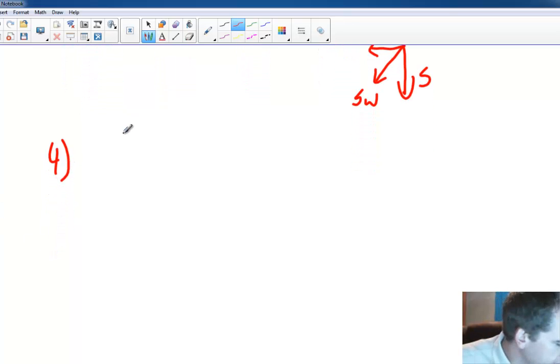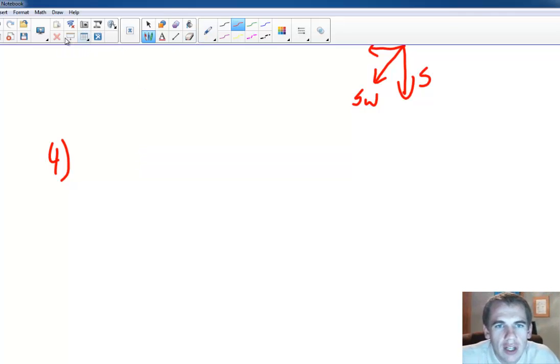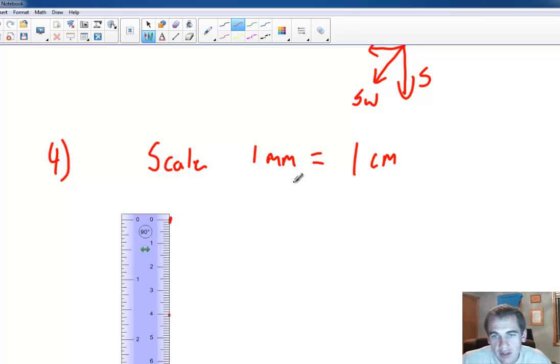Number 4 says an ant is crawling on a sidewalk. At one moment it's moving south a distance of 5 millimeters. It then turns southwest and crawls 4 millimeters. What is the magnitude of the ant's displacement? I'm going to grab a ruler, and you don't have to use millimeters. Millimeters are really small, hard to measure. So I'm going to set a scale: 1 centimeter on my scale is 1 millimeter in the problem.